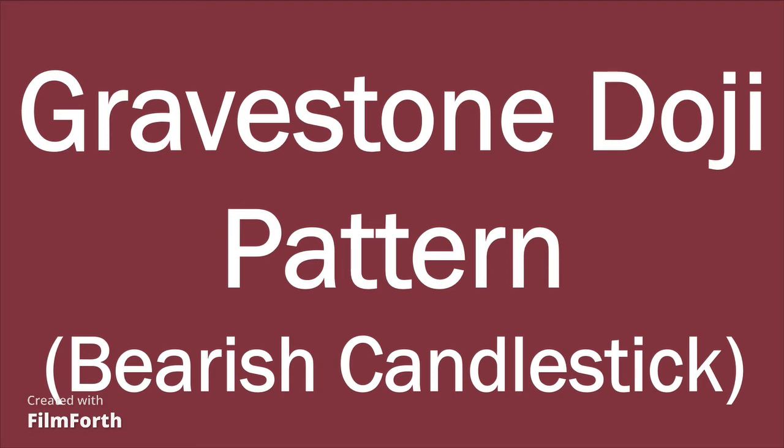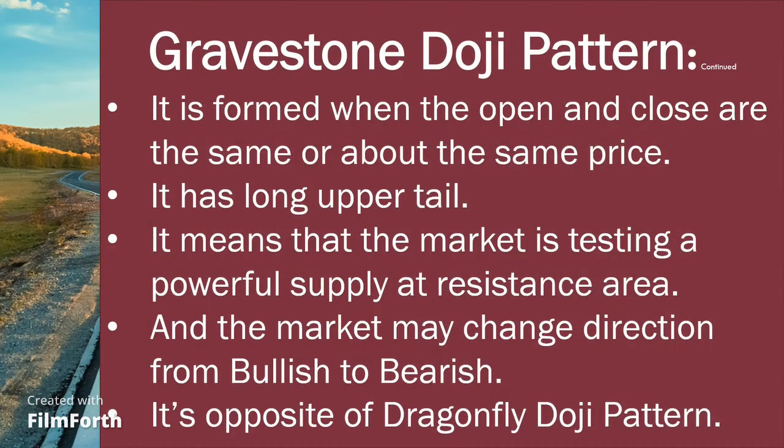So let's go ahead and see what it is all about. It is formed when the open and close are the same or about the same price. It has a long upper tail. It means that the market is testing a powerful supply at resistance area, and the market may change direction from bullish to a bearish market. It's the opposite of Dragonfly Doji pattern that was introduced in the previous video.